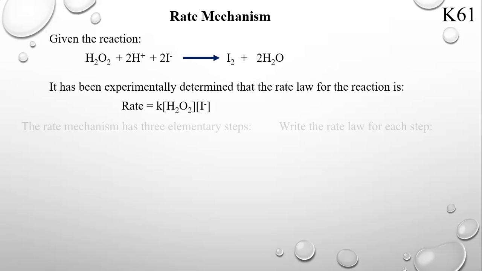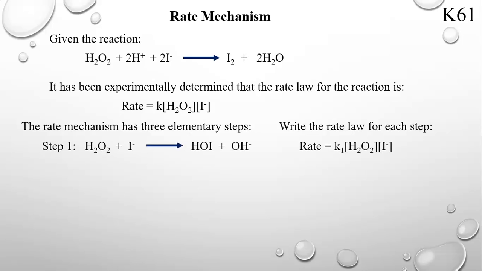But this is going to be a 3-step process. So the rate mechanism has 3 elementary steps. And we're going to write the rate law for each step here. So here we go. So step 1 is, and by the way, you don't figure these out. They have to be given to you. So just take a deep breath and say, oh my gosh, where did this come from? You don't have to know that. It was determined experimentally. All right, so H2O2 plus I minus gives you HOI, hydrogen oxygen iodine, plus hydroxide ion, OH minus. So what would be the rate law for that? It would be rate equals K1, that's the rate constant for this step, for step 1.